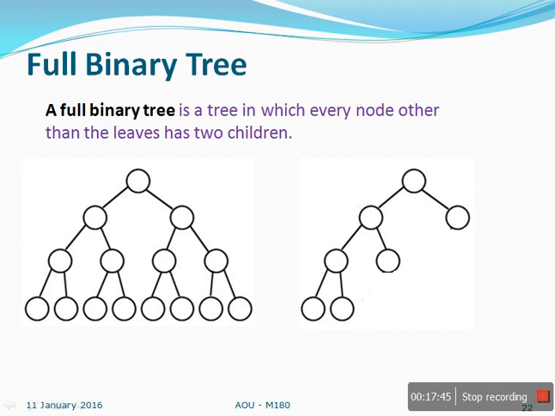A full binary tree is one in which every node has 2 children. Not less than 2 children. Every node has 0 or 2 children. That is called a full binary tree.